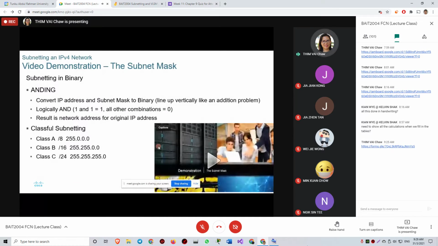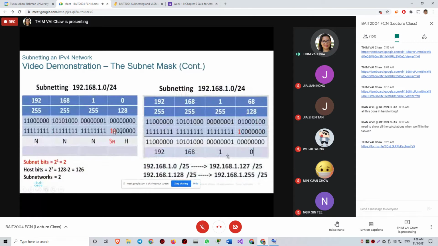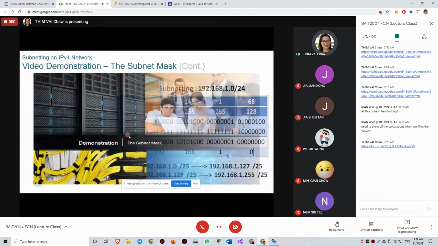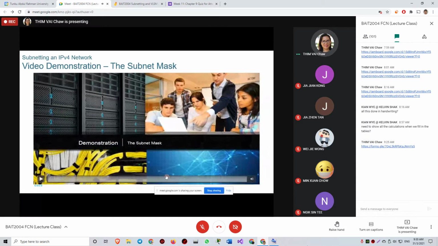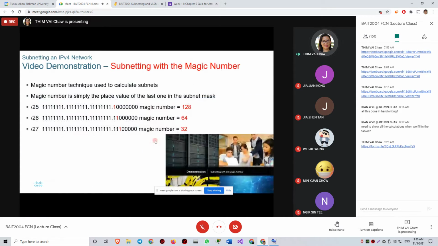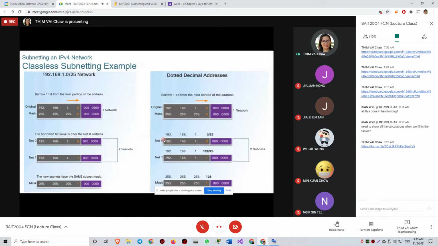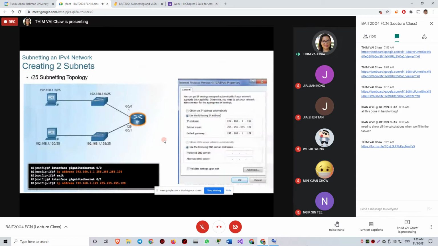Then there is a video on subnetting, and if you're still not clear, you can watch it back. This video is added over here, you can play it to look for the subnet, how to borrow the bits and so on. All these things are the same. This one is the magic number that was mentioned to you 2 weeks ago, so you can use this as an example.